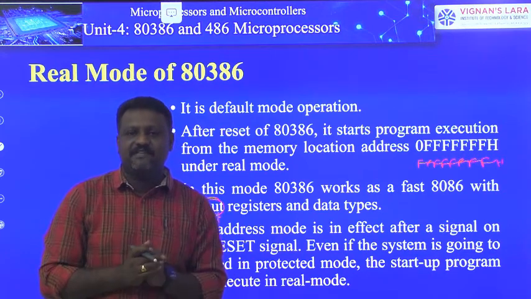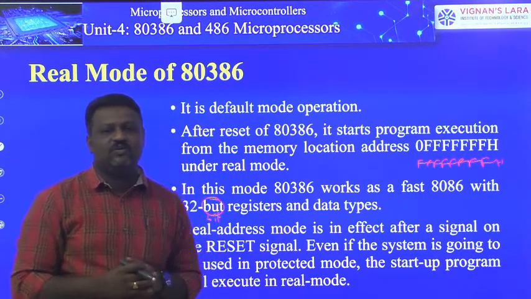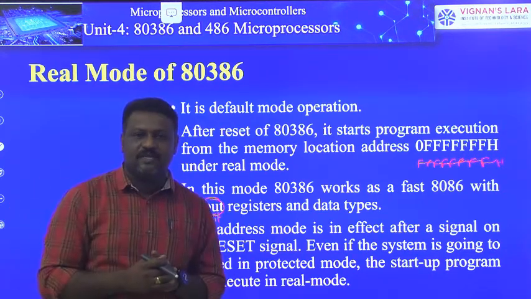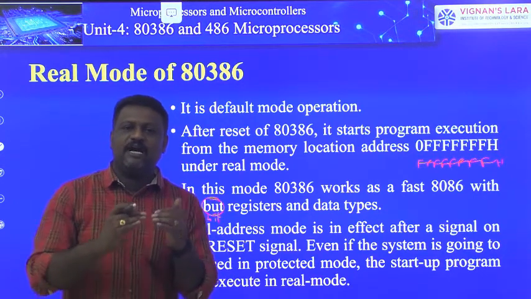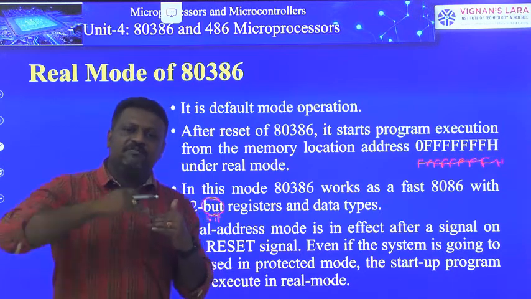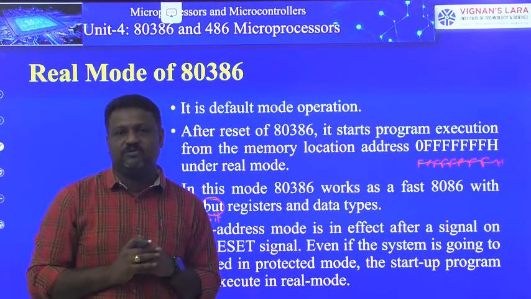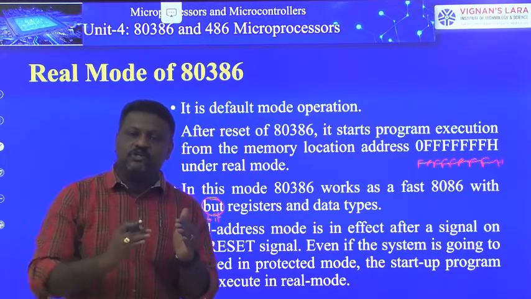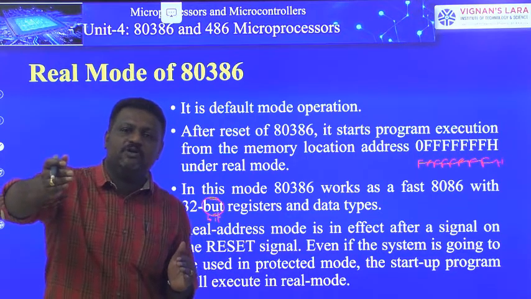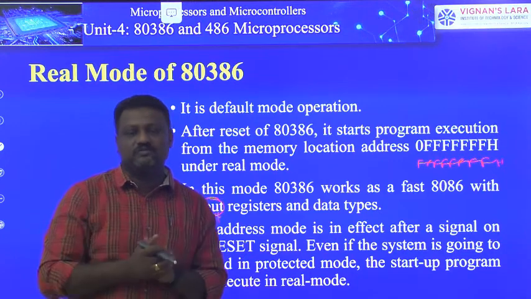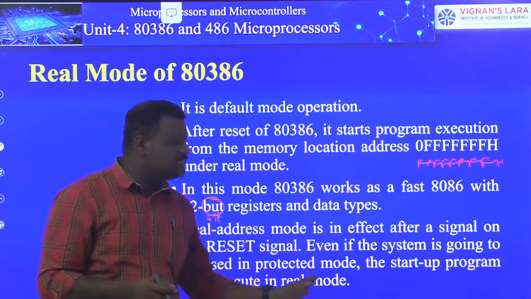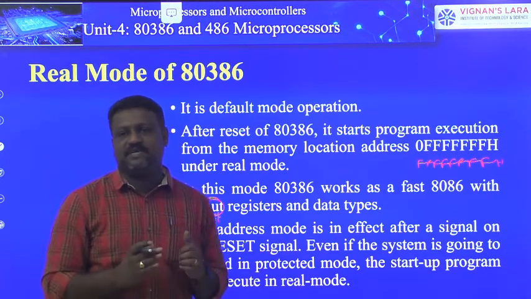And the second half is, if we want to operate our 80386 in protected mode, we can't directly move to protected mode itself. First we operate in real mode, then only we shift to protected mode. That means your 80386 enters into protected mode only from real mode. It can't go directly to protected mode. So that is the meaning of the second half of this particular statement.